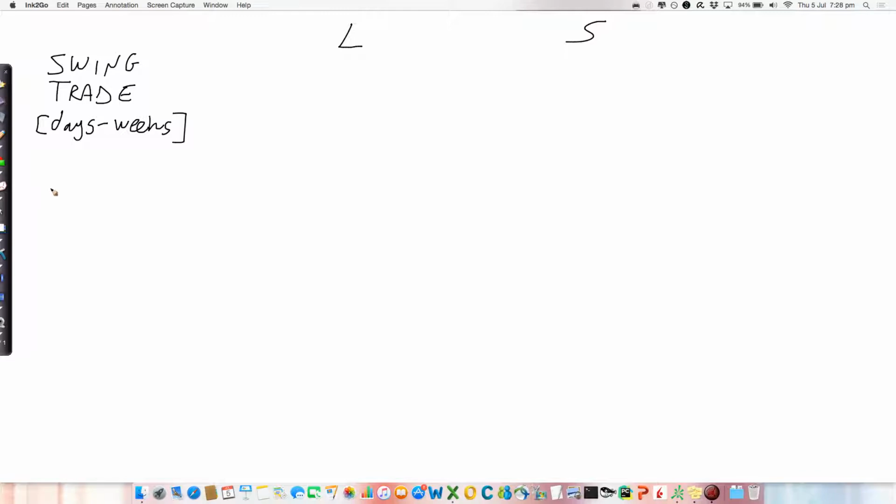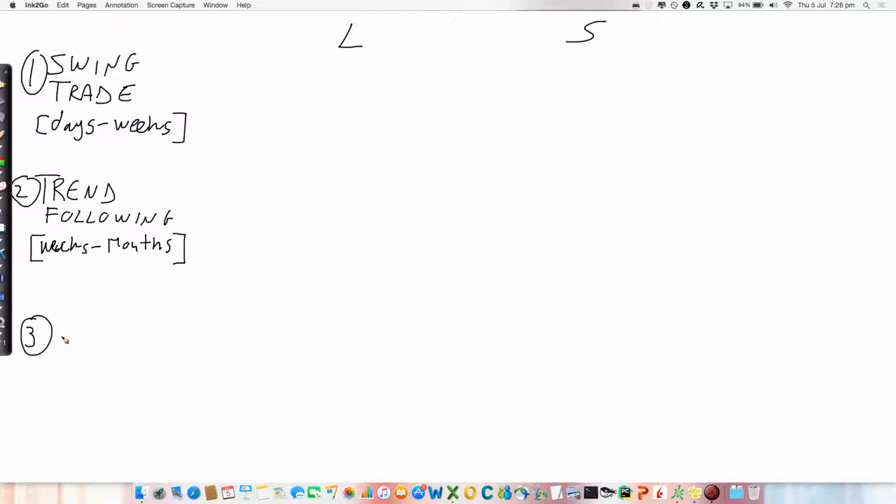The second one we consider is, let's call it a trend following strategy that is similar to the swing trade, but we hold for longer term. So weeks to months. Okay, so this is number one, number two, and number three is the mean reversion. And this one usually is also fast. I would say days to weeks.